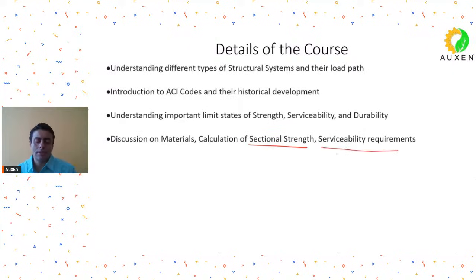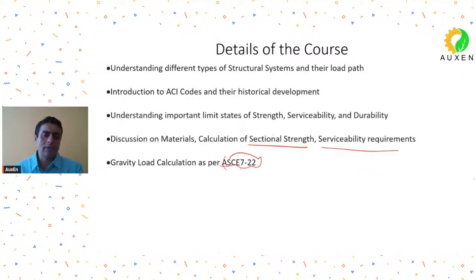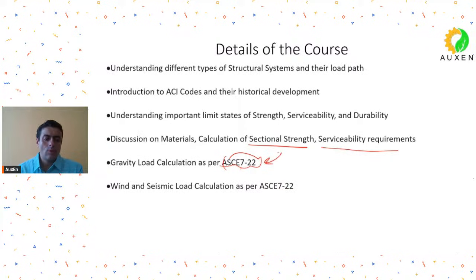We will also discuss the serviceability requirements as per chapter 24, the serviceability requirement chapter. Then we will discuss the gravity load calculations as per the ASCE 7 requirements, and wind and seismic load calculations as per ASCE 7. Although I have written wind and seismic here right now, we will take it up slightly later during the course. First we will just discuss the gravity load calculations, and then move ahead.